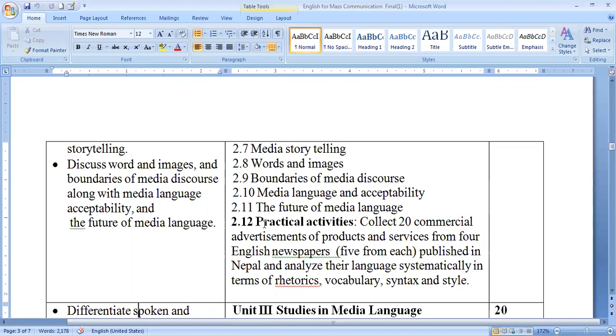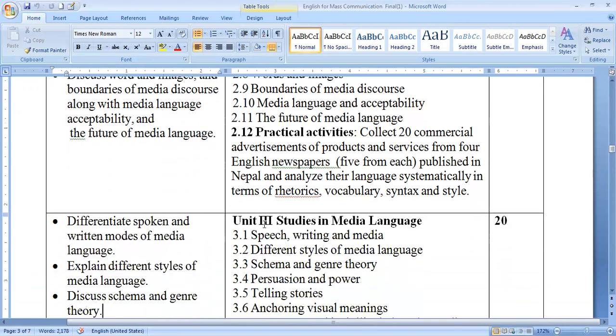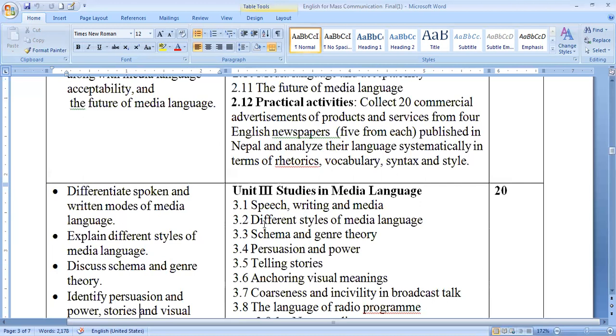Regarding the practical activities for Unit 2, students have to collect 20 commercial advertisements of products and services from 4 English newspapers, 5 from each, published in Nepal, and analyze their language systematically in terms of rhetoric, what kind of selection of words there is in the newspaper. Students have to analyze this, and the vocabulary, syntax and style. That is all about Unit 2, the theoretical and practical activities. Regarding the third unit, it is studies in media language.